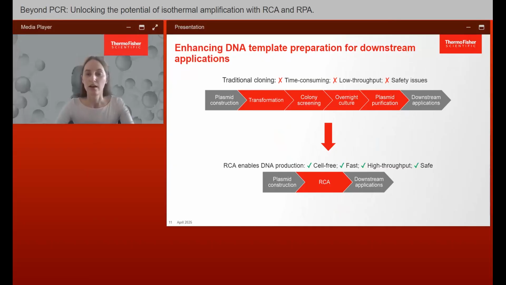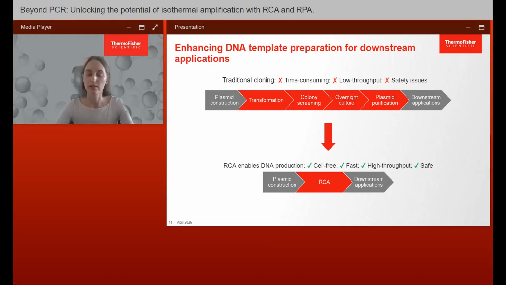So usually, for DNA template for in vitro transcription or cell-free protein expression preparation, we use traditional cloning workflow. And that takes at least 3 days and includes multiple steps like plasmid construction, transformation, colony screening, overnight culture of selected clones, plasmid purification, and this purified plasmid can then be used for downstream applications. So this workflow is labor-intensive, challenging to automate, and has safety risks due to potential bioburden and endotoxin contamination.